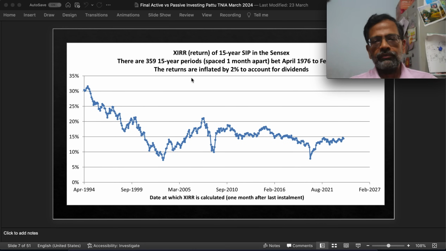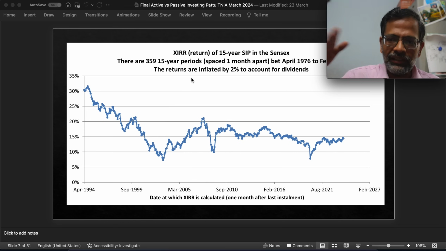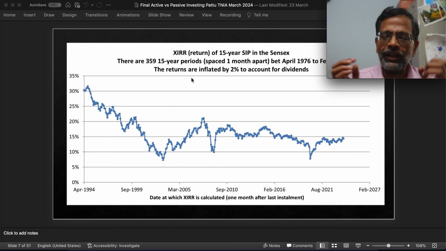So this is the corresponding data for the Sensex. There are only 359 or maybe 360 15-year data points. And you can add about 2% for dividends because this is only the price data. The Sensex TRI data is available for an even shorter period. Again, you can see that it keeps going up and down. You can't compute an average.